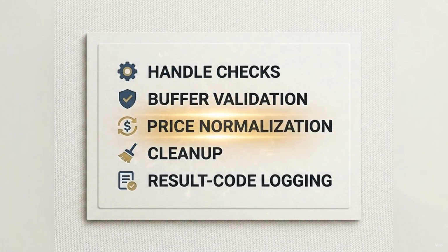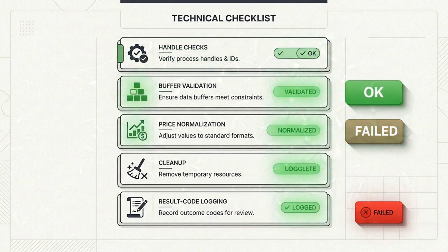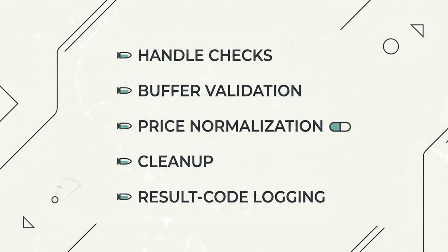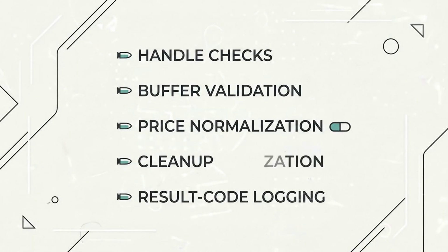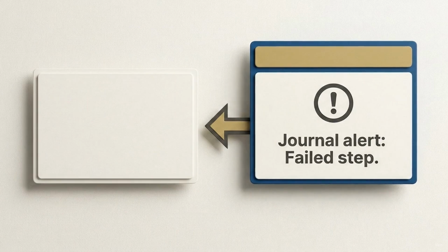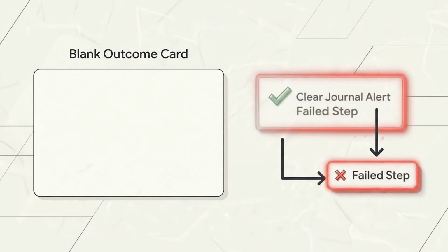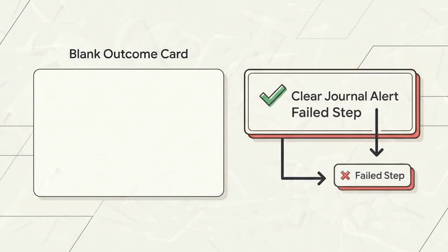I also ask it to check indicator handles during initialization, release those handles when the expert advisor is removed, validate copied buffer data before using it, normalize prices to the symbol digits, and print the trade result code when an order fails. Those details are not exciting. They are the difference between nothing happened and a journal message that tells you where to look.